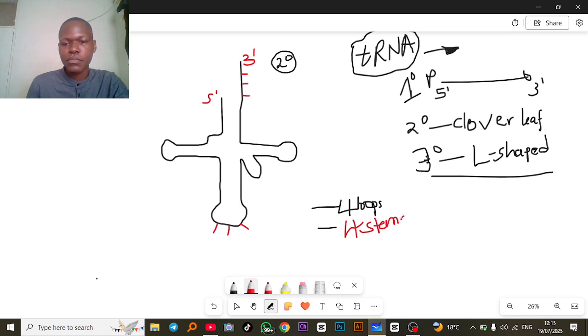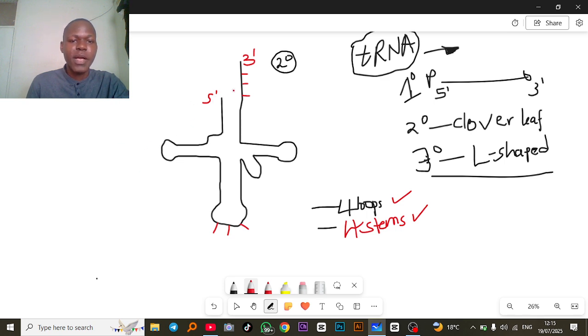You get? So why do we have loops? Why do we have stems? So these stems are actually regions where we have complementary bases. So they go on to form base pairs and form the stems you see. Whereas this loop is formed because they are not complementary bases, so they repel each other. That's why we see these loops. So hope you've gotten the reason as to why we have loops and stems. Then we can go on to name these loops and stems.